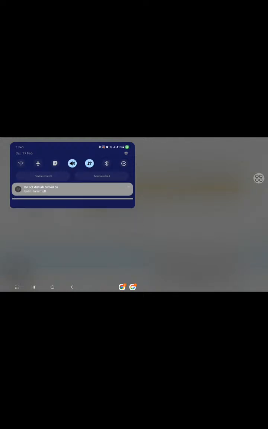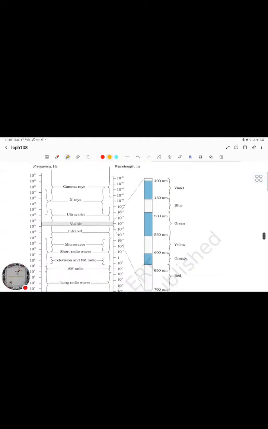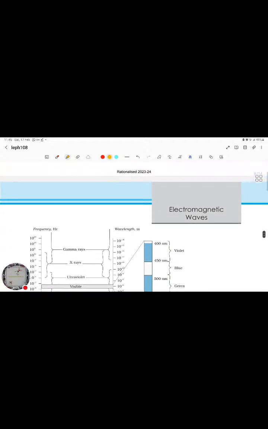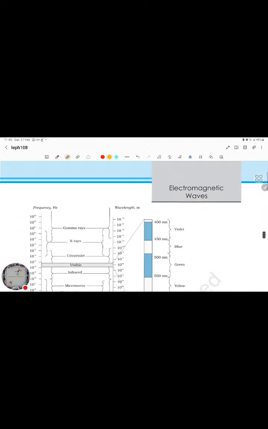So we briefly describe these different types of electromagnetic waves in order of decreasing wavelengths. So in the different types of electromagnetic waves, we will describe the different types. Now we will describe them in order of decreasing wavelengths. So that's going to be the important point over here.